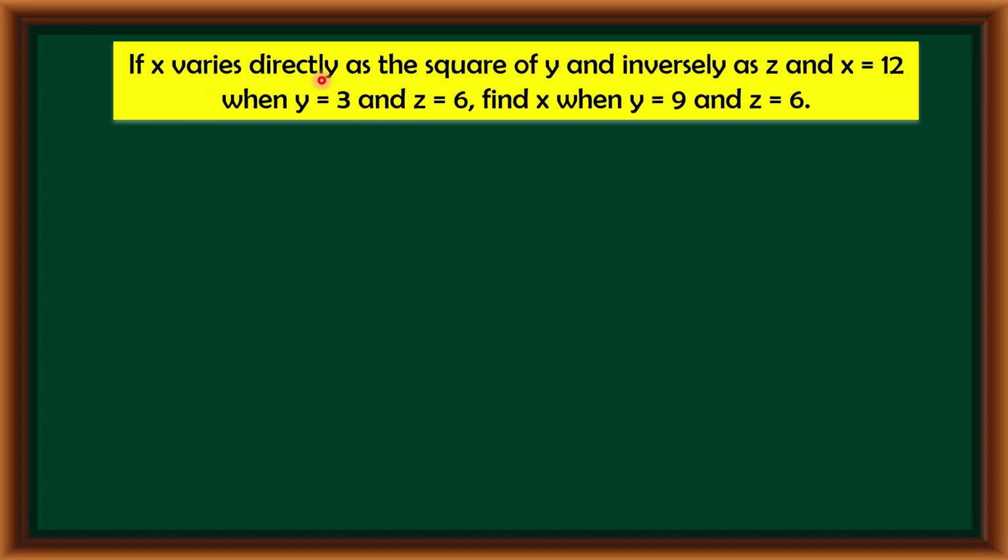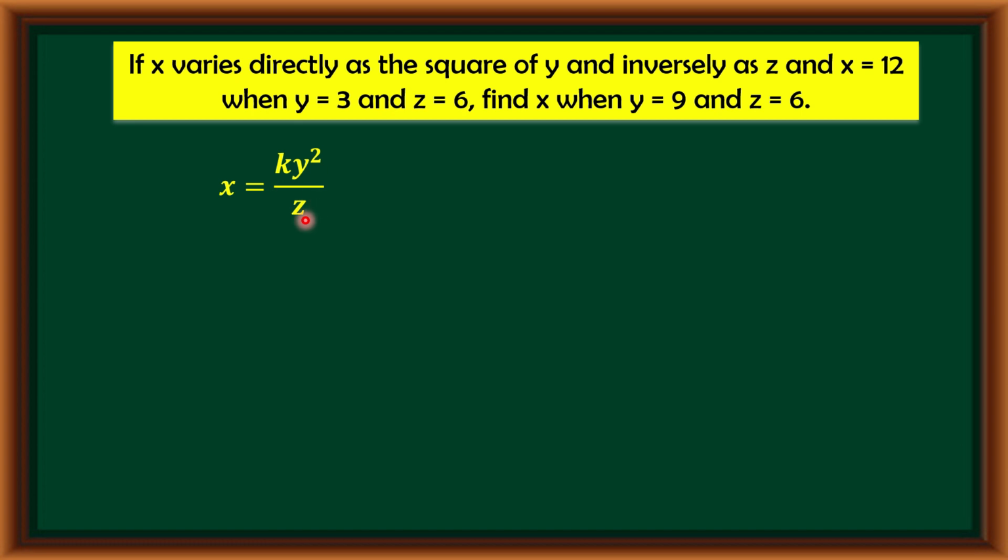X varies directly as the square of y and inversely as z. So our first variable is x, therefore that will be written at the left side of our equal sign, which is equal to k times, we have here square of y, so we have y squared here, over, since we have here inversely as z, so the denominator will be z. So the equation is x is equal to k times y squared over z.